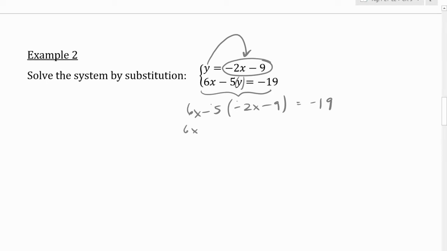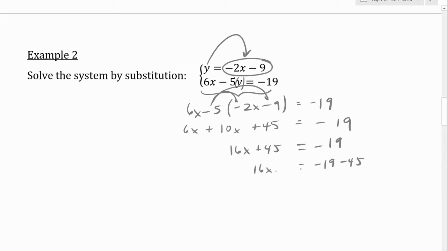So I'm going to distribute that negative 5. Negative 5 times negative 2x is positive 10x. Negative 5 times negative 9 is positive 45. Over here on the left-hand side, there are two like terms. I'm going to put those together. I want the x's on one side. I want the numbers on the other. So I'm going to move that 45 to the other side, which makes it negative 45, because I am subtracting 45 from both sides.